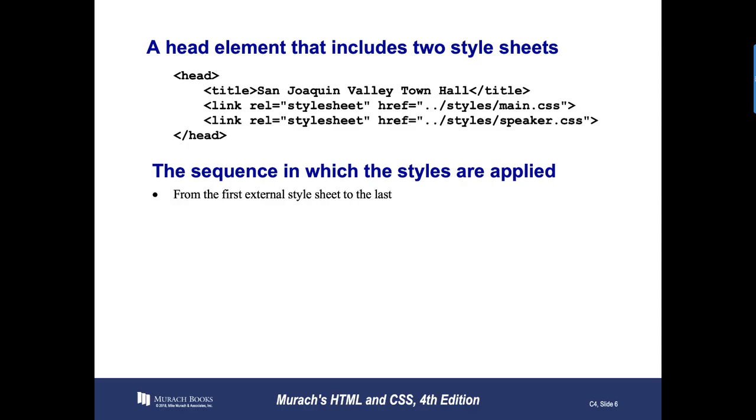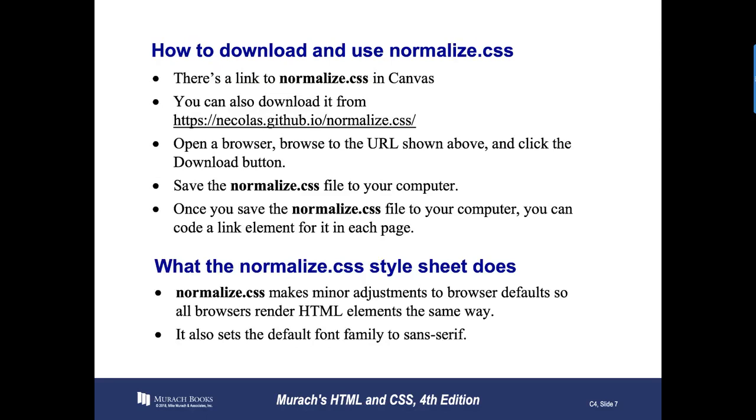So in this example, the main.css style sheet will get loaded, and then the speaker.css. So if you have styles that overwrite things that were defined in the main, that's what's going to happen. Cascading style sheets.